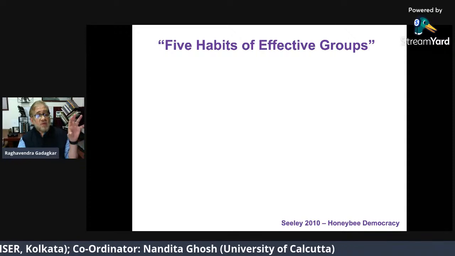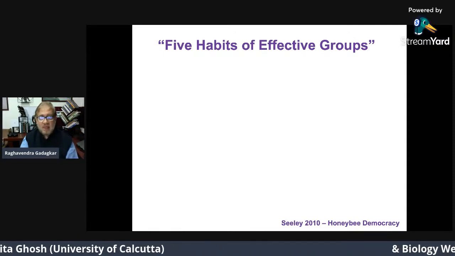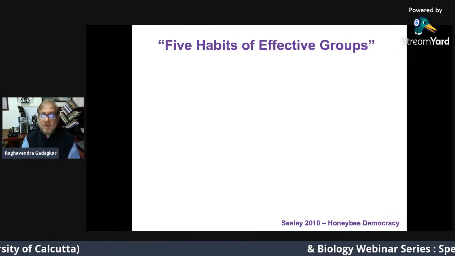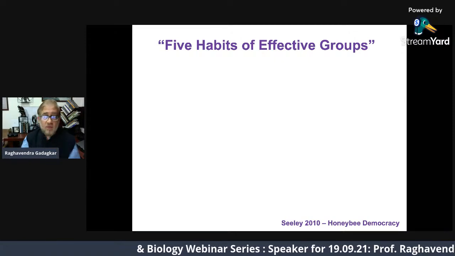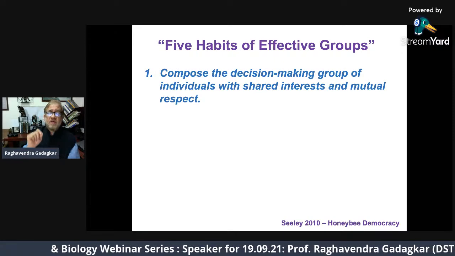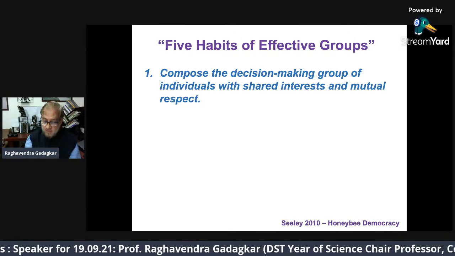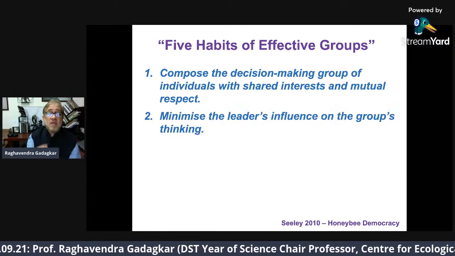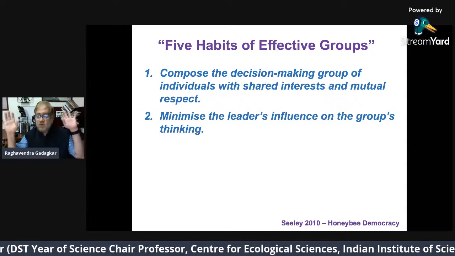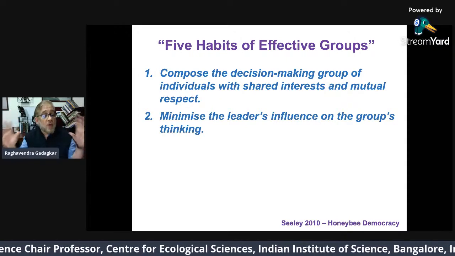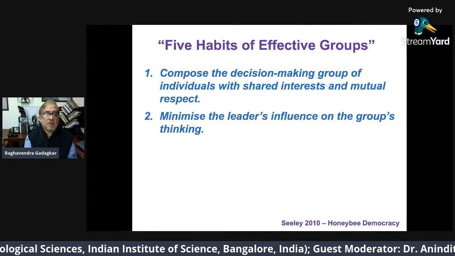Now, by observing the bees and observing people in this, Seeley has extracted what he calls five habits of effective groups. What are the five habits of effective groups? Compose the decision-making group of individuals with shared interests and mutual respect. Minimize the leader's influence on the group's thinking. So there's not one leader who's going to say, everybody do what I say. Every bee is free to go wherever she wants, find the site, dance honestly, and the best site will win.